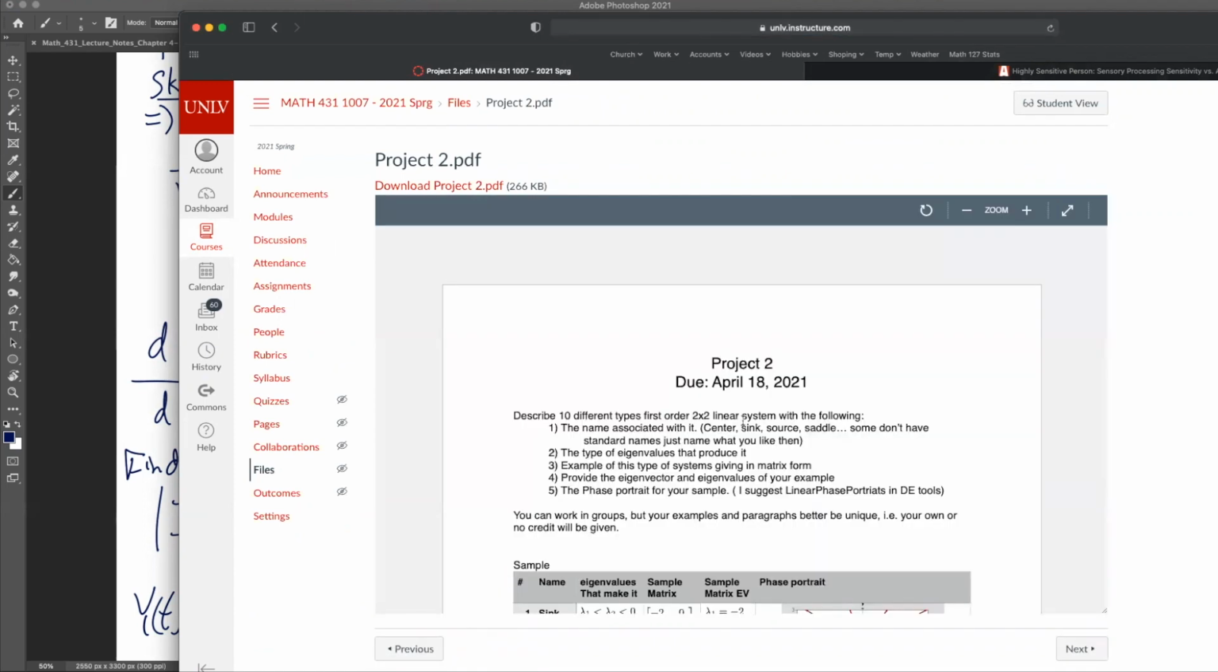All right. So what is your project? This is due April 18th, Sunday. You need to describe 10 different 2x2 systems with the following. You have to give it some sort of name. So do we have some names associated to these?